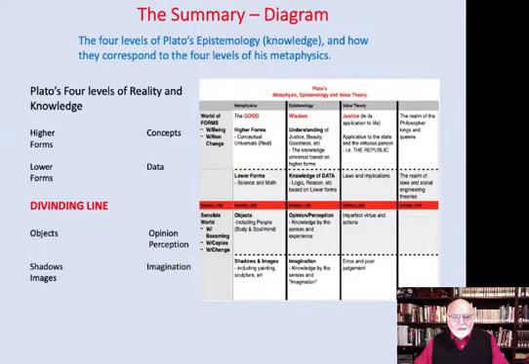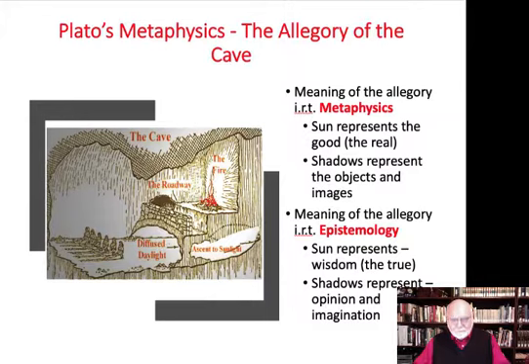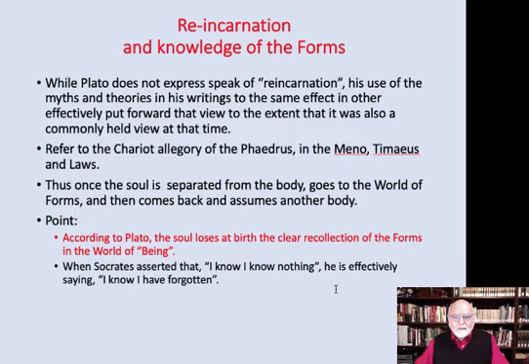And similarly, we need to remind ourselves of the allegory of the cave. As we saw in metaphysics, the sun represented the good and the shadows represented the objects or images in the world of human experience. The epistemological application of the allegory of the cave, the sun represents wisdom and the truth, and the shadows represent opinion and knowledge.